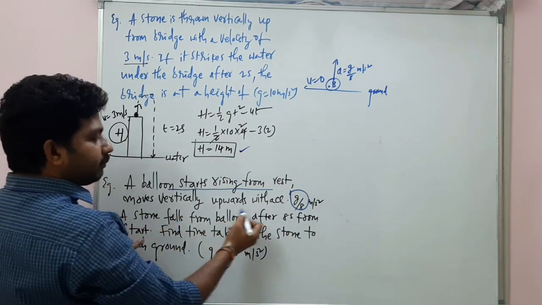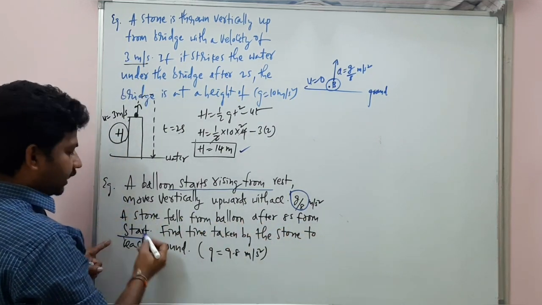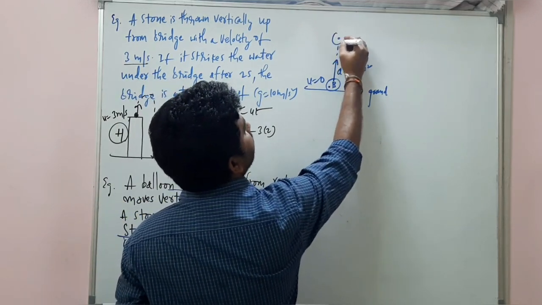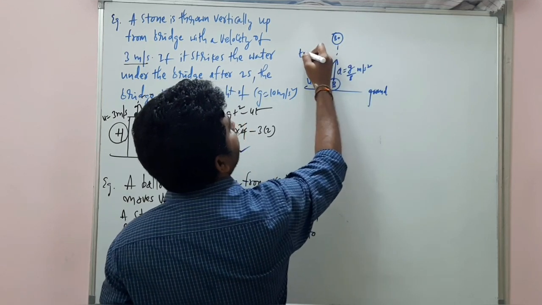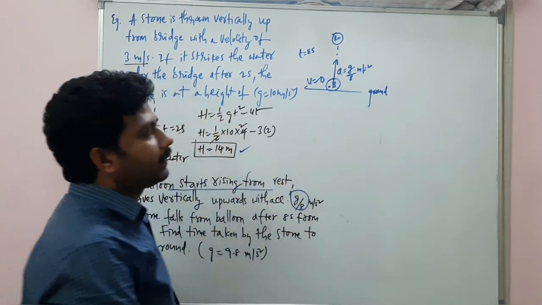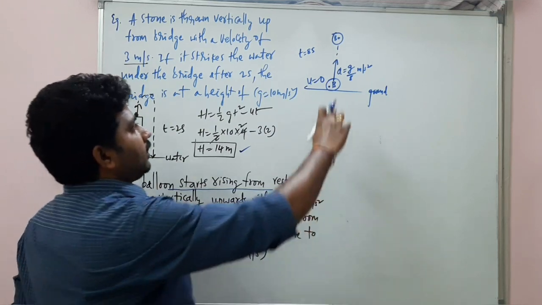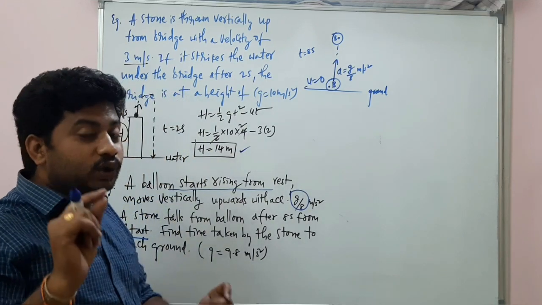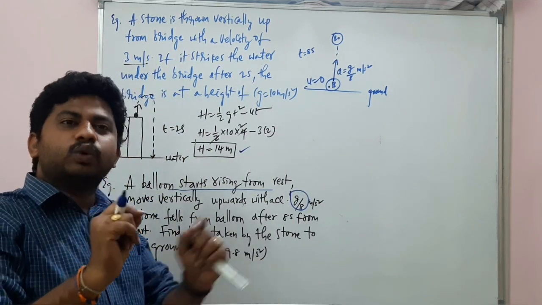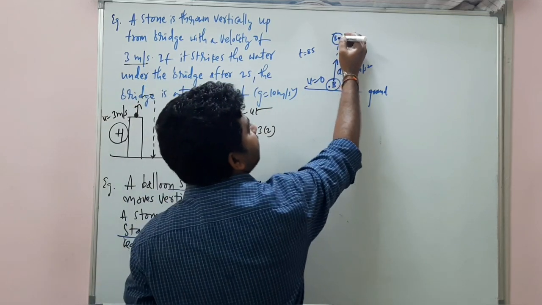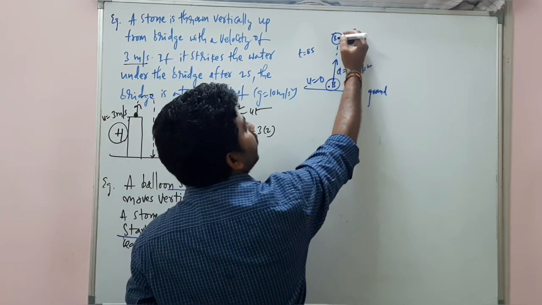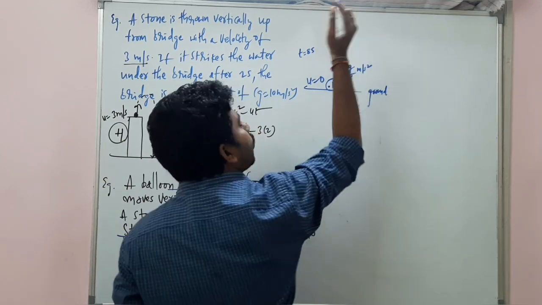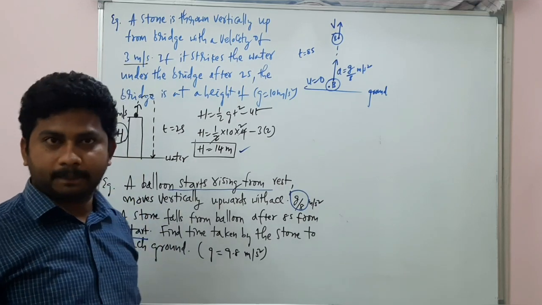A stone falls from the balloon after 8 seconds from start. See, the balloon is moving like this. Imagine at this point, this is the balloon, so the time taken here is 8 seconds. At this instant, a stone is dropped. And I told you, the stone will be moving with whatever velocity the balloon is moving at this instant. The stone will be moving in the upward direction only. That velocity I am considering as v.